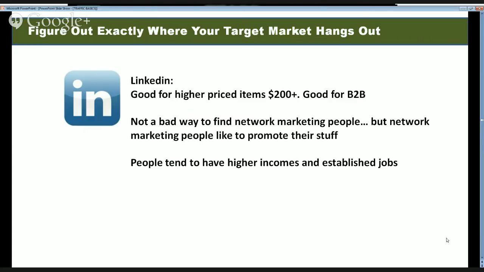One of the other things about LinkedIn is that people tend to have higher incomes and already established jobs, so they may not be receptive to the idea of getting a home business. Maybe they're perfectly satisfied with the salary they have. Okay, LinkedIn is, again, not the place that we really recommend.